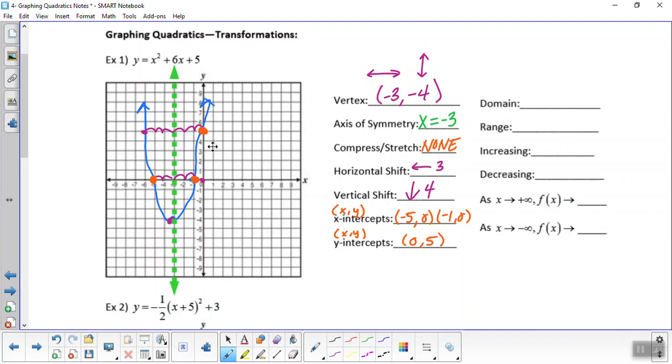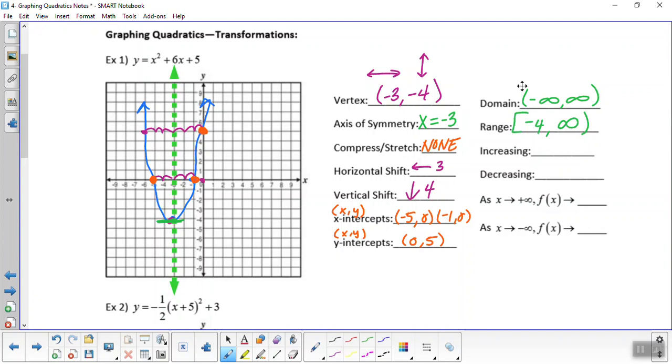My domain are my x values, so this is going to keep going to the left and keep going to the right. So we can say it's from negative infinity to positive infinity. For range, the lowest this graph goes is to -4, comma, the highest it's going to go because of the arrows is infinity. Now remember, numbers get brackets, infinities get parentheses.